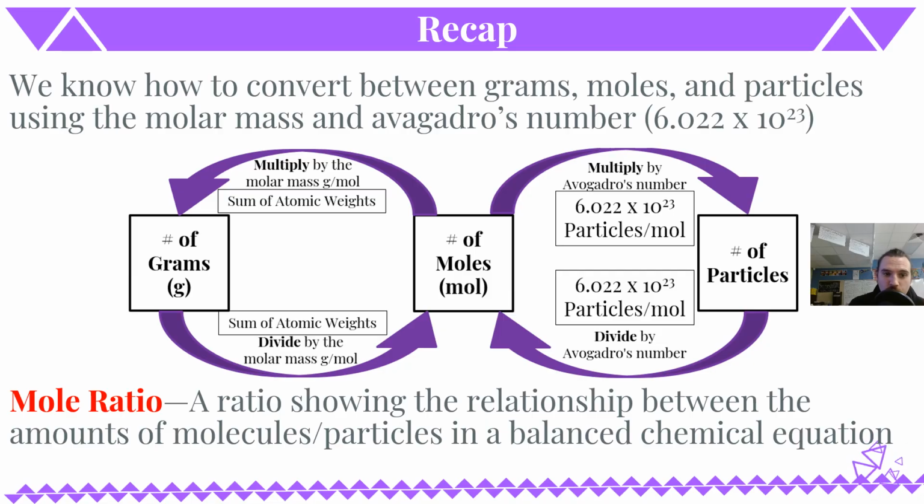So we know how to convert between grams, moles, and particles using the molar mass, which we find by adding up atomic weights, and Avogadro's number, that's 6.022 times 10 to the 23rd. So molar mass helps us convert between moles and mass. You use the molar mass. And Avogadro's number helps us convert between moles and particles. We also talk about the mole ratio, which is a ratio showing the relationship between the amounts of molecules and particles in a balanced chemical equation.